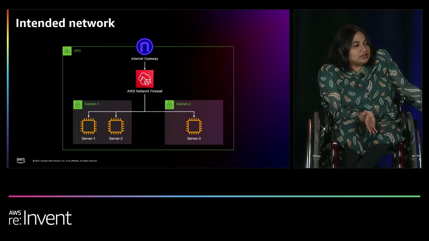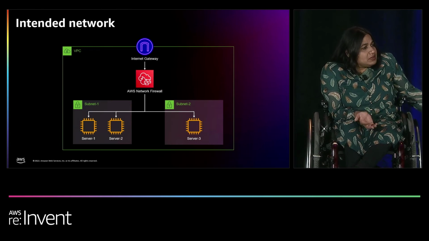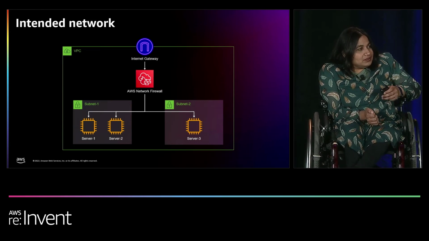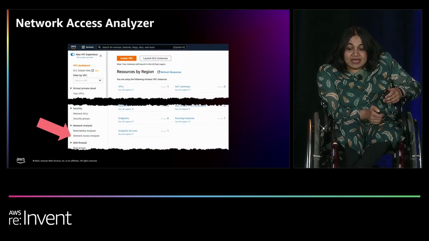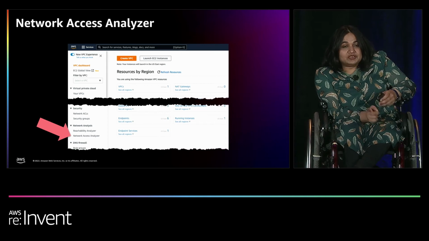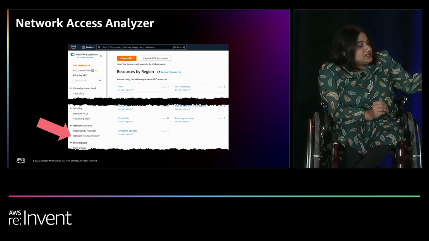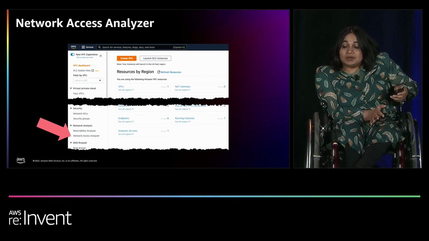This is just a picture. How do we know the picture matches the reality? We don't, which is where Network Access Analyzer comes into play. It's available in the VPC console, right next to Reachability Analyzer. And today we are not talking about it.